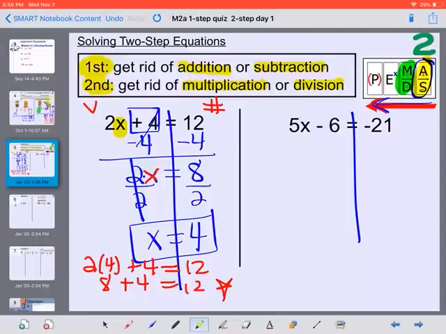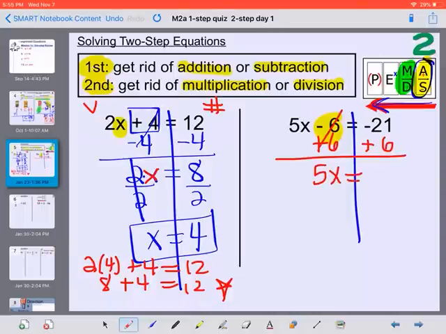Next, always getting rid of adding or subtracting first. The negative goes with the 6, remember. Opposite of subtracting would be adding 6, so plus 6. 6 minus 6 is just 0, so we have 5x left over. And then we have a negative 21 and a positive 6. Different signs subtract. We know there's more negatives. Remember, same sign, add and keep. Different sign, subtract. 21 take away 6 will give us a negative 15. And then last, the opposite of multiplying, those are touching, that's multiplied, is divide. So we're going to divide by 5.